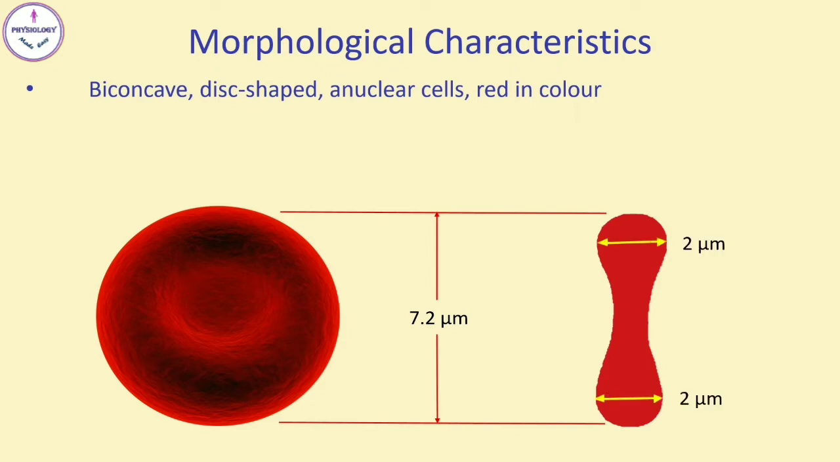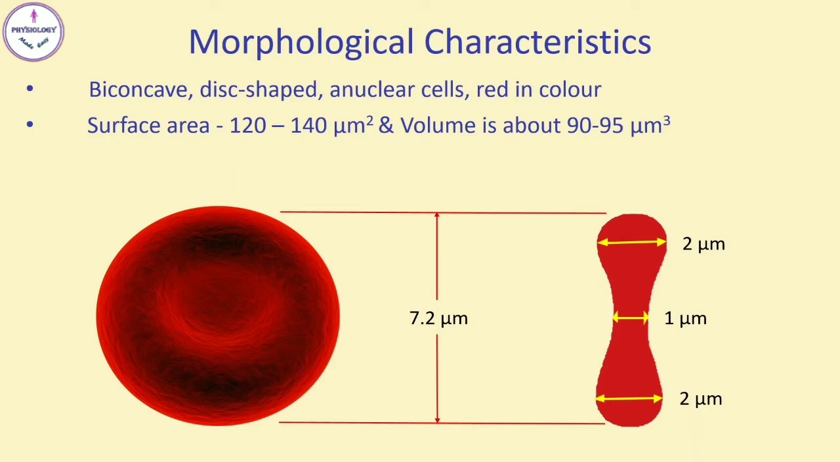Thickness in the periphery is 2 microns, whereas in the center it is 1 micron. Surface area of RBCs is about 120 to 140 square microns and volume is about 90 to 95 cubic microns.